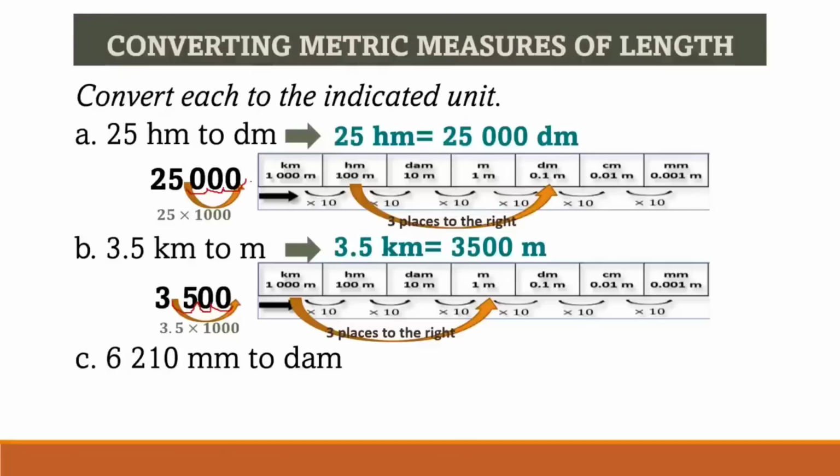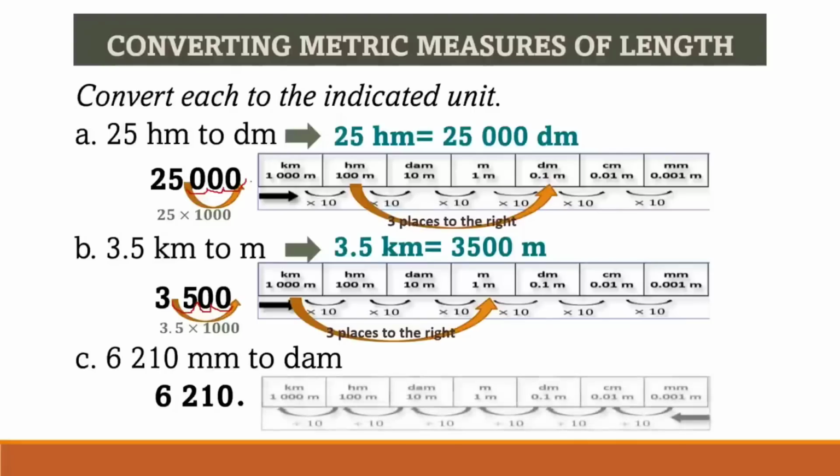For letter C, we have to convert 6,210 millimeters to decameters. So again, we write our given, which is 6,210, and its decimal point is at the end because it is a whole number. After that, we locate millimeter and decameter. For this example, we are moving to the left. It means that our decimal point will also move to the left.